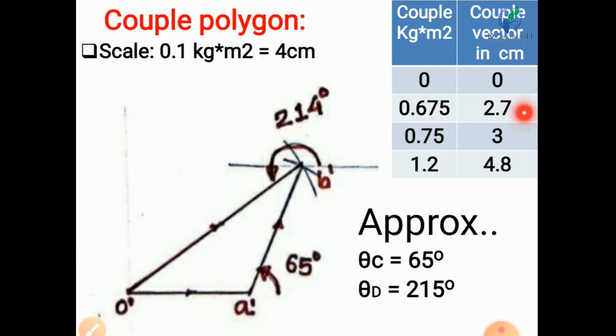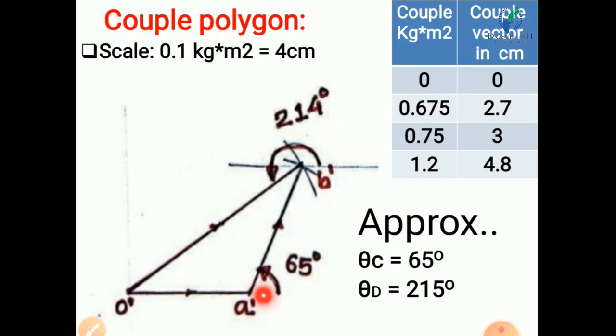Then this is 3 centimeter. The magnitude is 3 centimeter, but the position, that means theta c, is unknown. So from A dash we consider the divider at 3 centimeter length and make one arc here. Similarly, 4.8: we expand our divider to 4.8 centimeter, consider O dash as the center, and make another arc. So here we get another point. This is our B dash point. So now our polygon is closed.